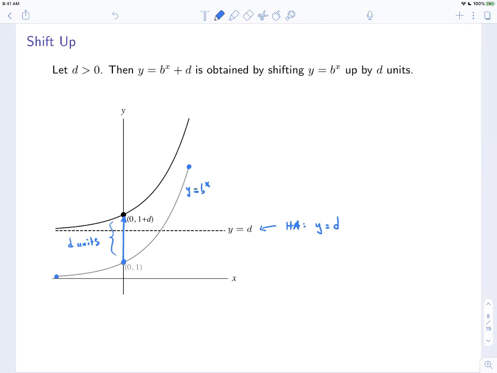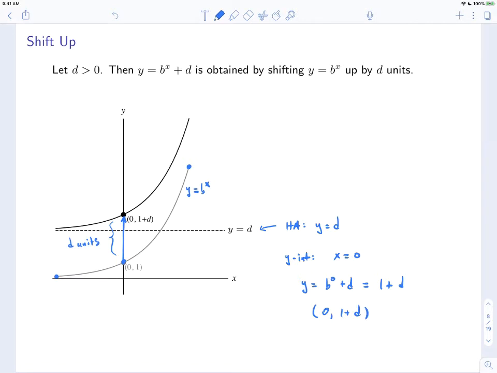Now in this case, what is the y-intercept? The y-intercept is really easy to see in this case because you just take the previous y-intercept and add d to it. So we have a horizontal asymptote, y equals d, and our y-intercept, again, is just when x is equal to 0, so y is equal to b to the 0 plus d, but b to the 0 is 1, so it's 1 plus d.